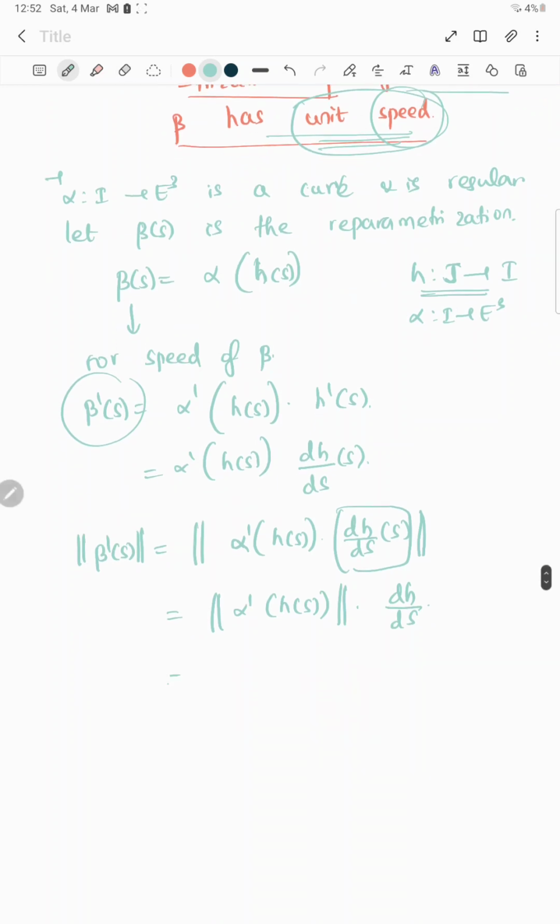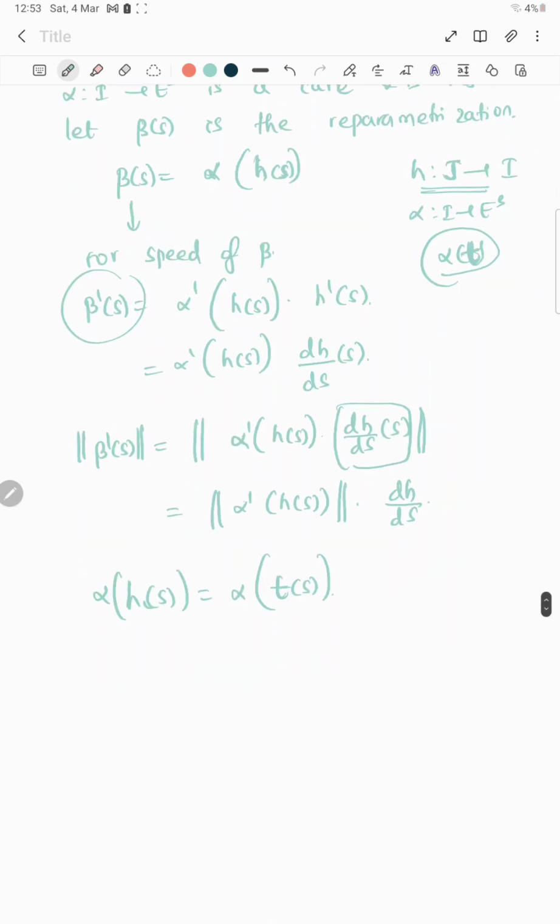Now what we can write is, reparameterization of alpha means here the variable, suppose alpha of t is the original curve, t is replaced in terms of another variable s. Therefore we can write alpha of h of s can be rewritten as alpha of t of s. I don't want to change the parameter t, I just want to change t in terms of the new variable s. It is possible to take this, because h is a differentiable function, so we can take any other notation.